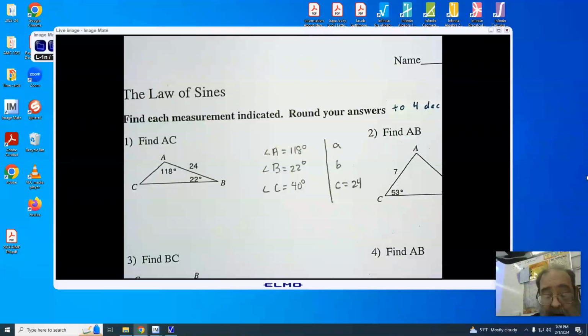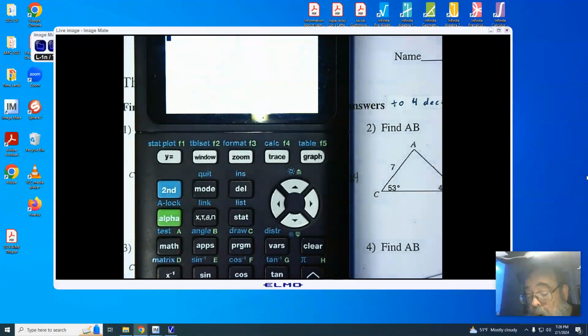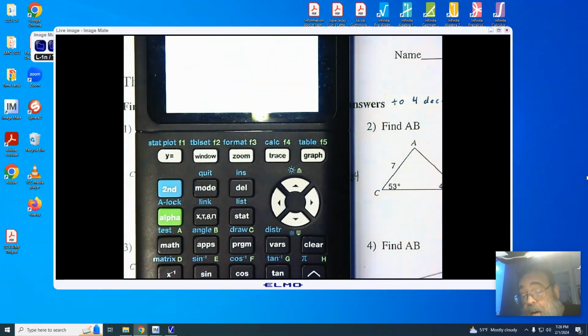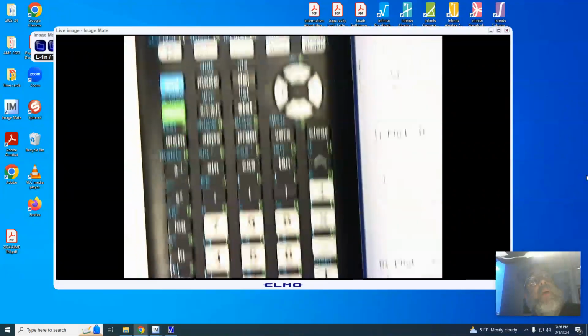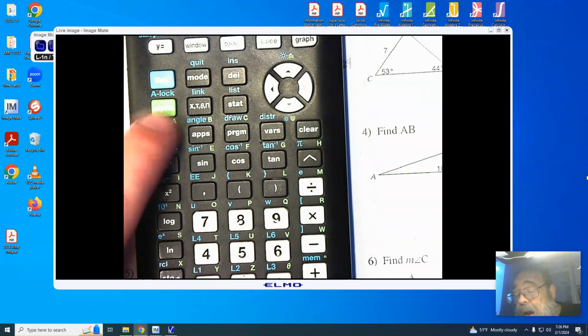All right, to do that, you're going to be using the STO button. The STO button is right here. And then there you go, the STO button right there. And then you're going to be using the alpha and a letter.